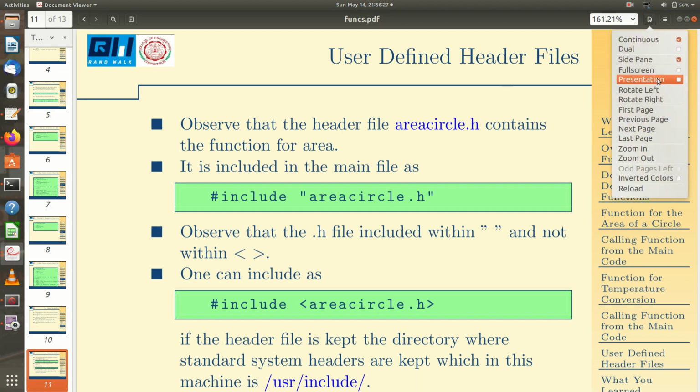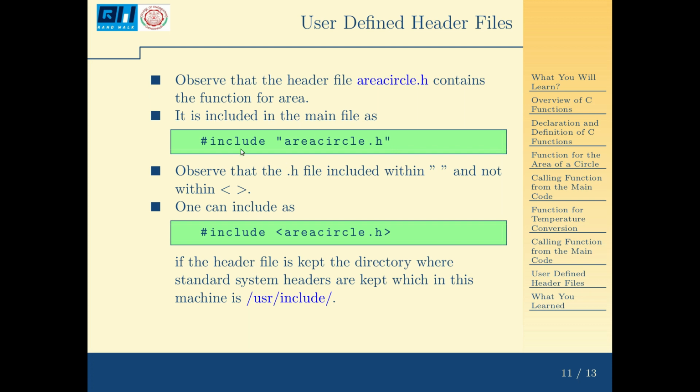Now these concepts you have to understand here. The user-defined header file is included like the #include, within quotes, area_circle.h. Observe that the .h file is included with quotes and not within the greater than and less than signs. The greater than and less than signs are reserved for system header files that are stored in /usr/include. If you have root permissions, you can place your header file into /usr/include and include it with less than or greater than. But in programming, it is advisable that you keep your user-defined functions away from the system-generated ones. So it is wise to keep it in your own directory and include it with quotes.